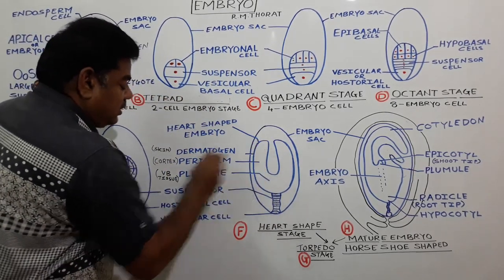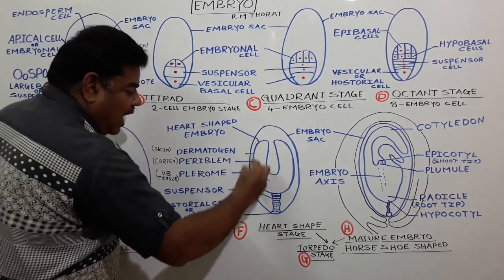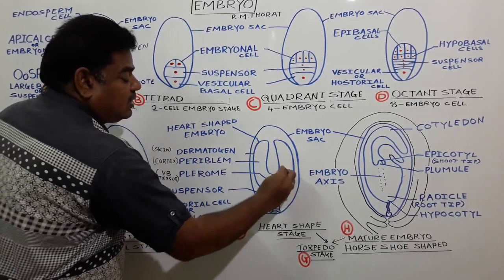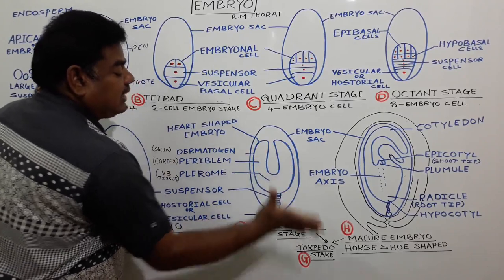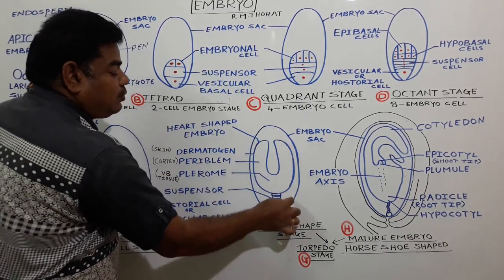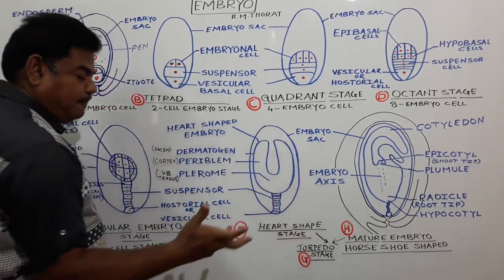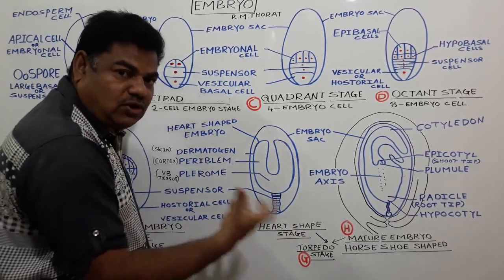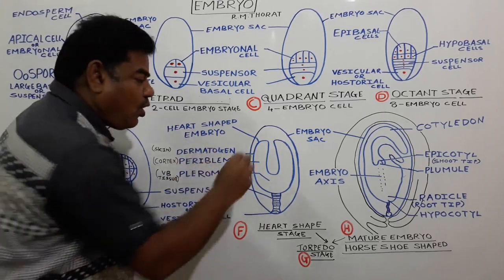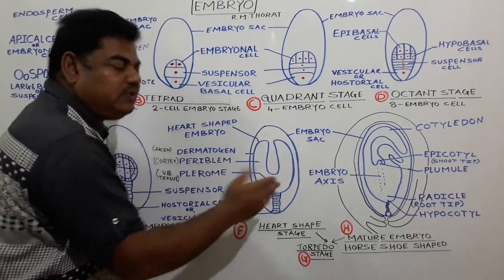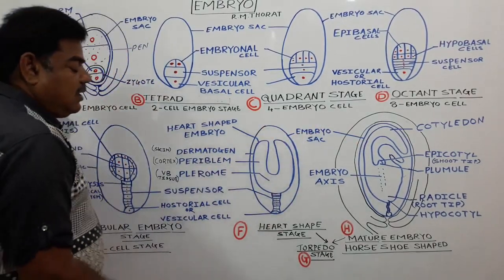Now when the embryo gets transformed into a heart shape like this, the size of the embryo increases, and the nutritive material present in the endosperm gets utilized by this embryo in case of dicot. In case of monocot, the endosperm remains as it is. We will see that in the last stage.